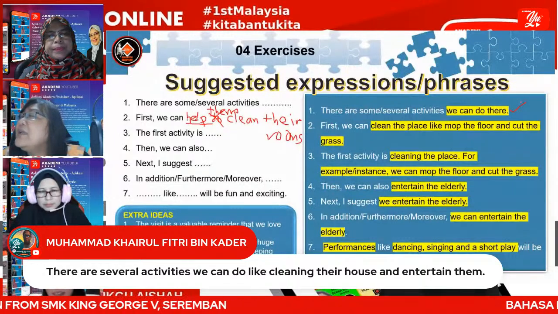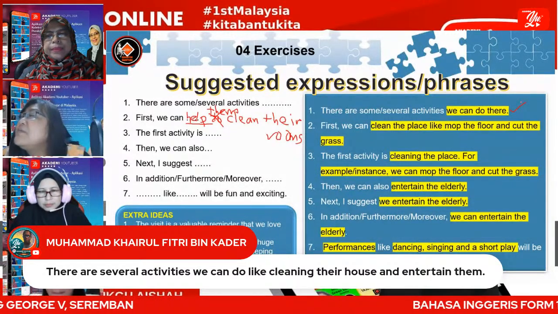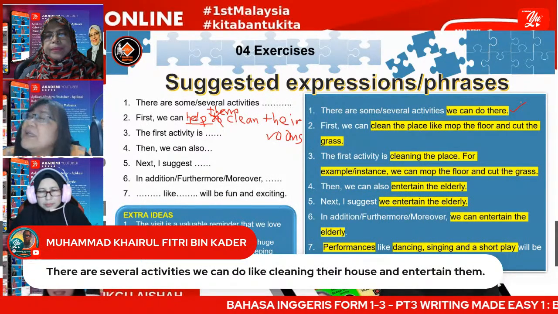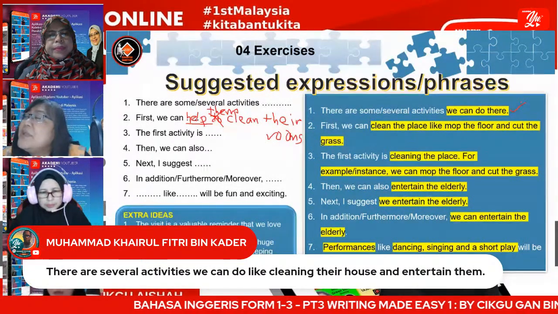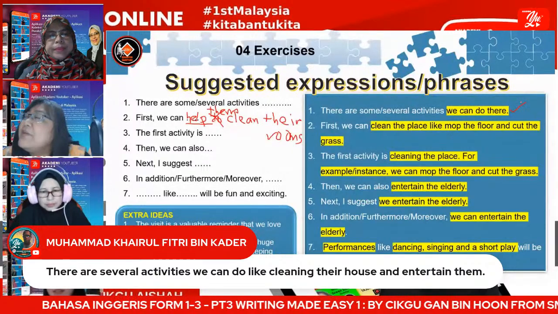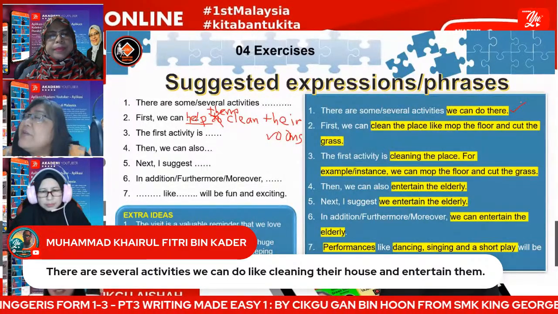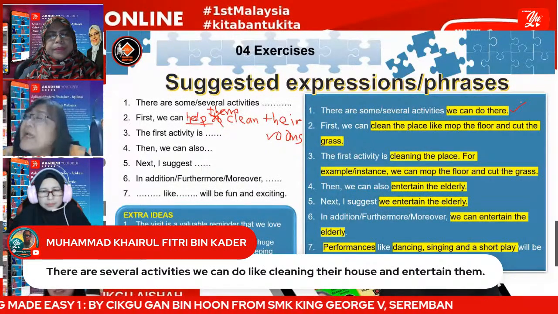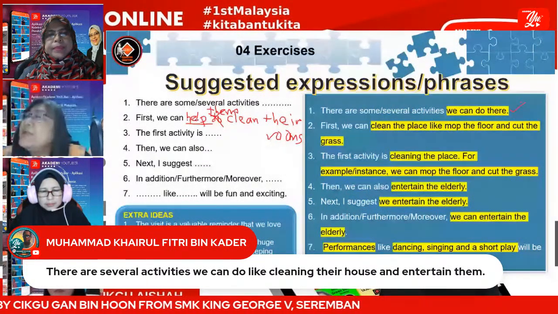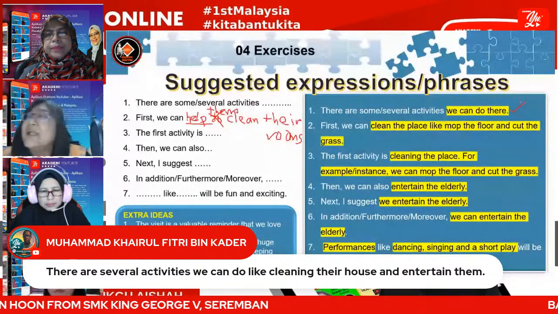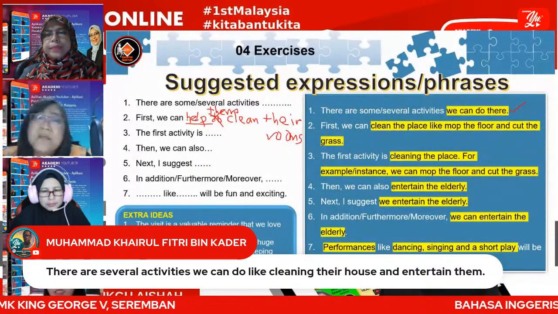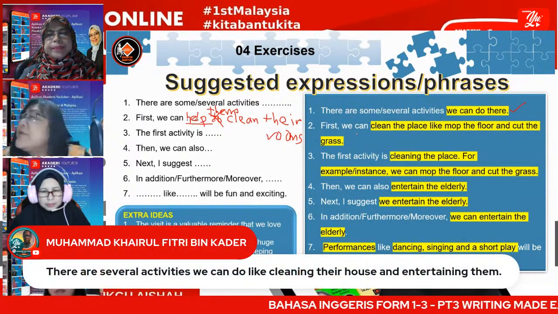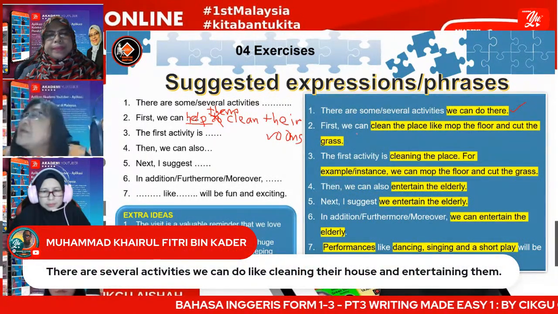If you start with cleaning the house, the second one also must be ing. So it must be cleaning their house and entertaining them. It must be the same. But if you say clean their house and entertain, that is correct. So if the first verb is cleaning, ing, the second verb entertain must be entertaining. They must be similar. Let's look at my example here. If you can write more, I can see whether your sentences are correct.